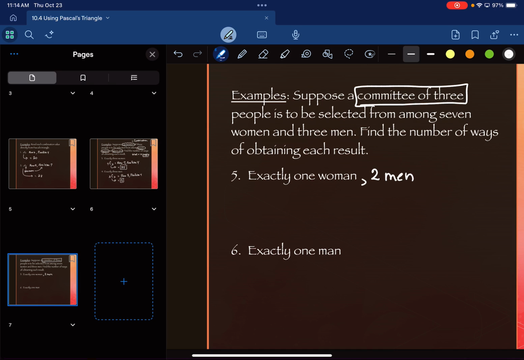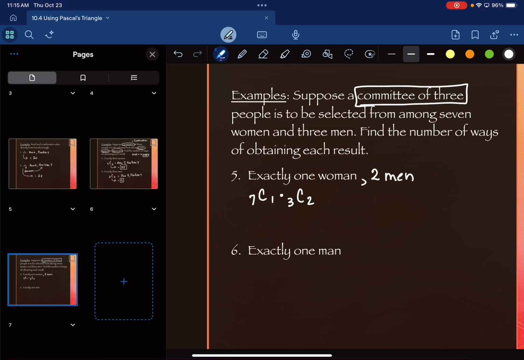It doesn't say 2 men, but it's there. Like I have to still have 3 people. And these are the people I have to pick from, okay? So how do I get exactly one woman? Well, how many women are there? 7. So this is 7C1. And then I multiply that by how I get 2 men. So how many men are there? 2. And I'm choosing, whoa, hang on. 2 is how many I'm choosing. How many men are there? There's 3. And then I'm choosing 2. So I have 3C2.